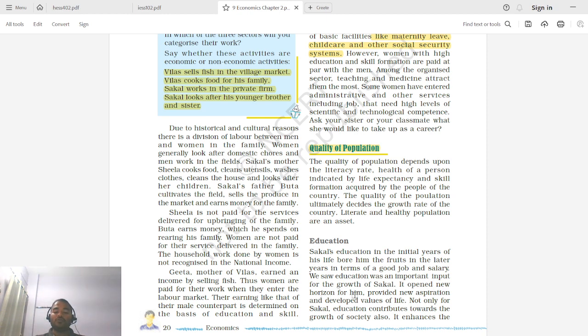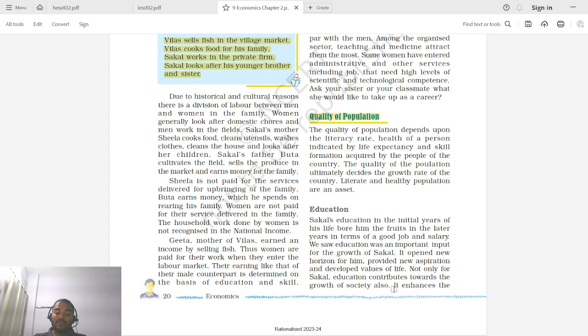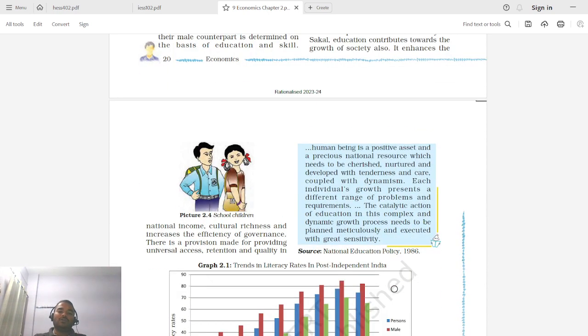It opened new horizons for him, provided new aspirations and developed values of life. With this education his life completely changed. He got positive impacts in his life, new aspirations, and some values have now been inculcated in Sakal because of this education. Not only for Sakal, education contributed towards the growth of society also. Society is also benefited because of his education.